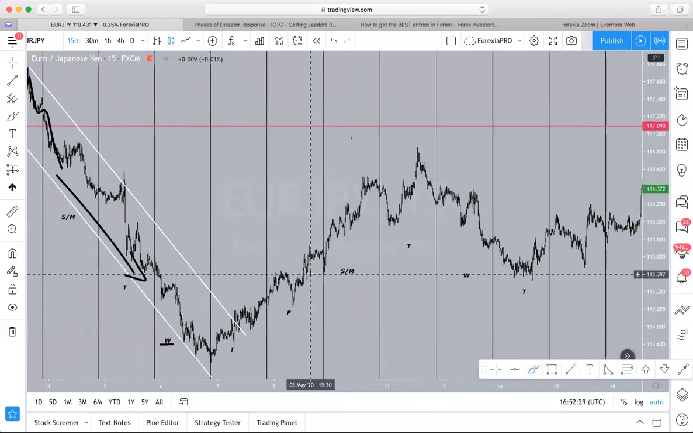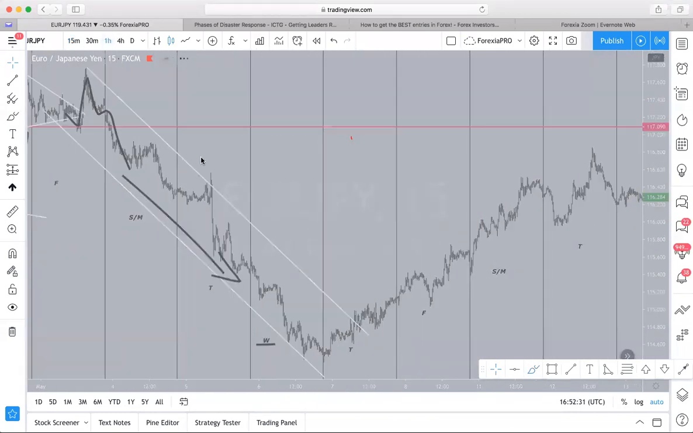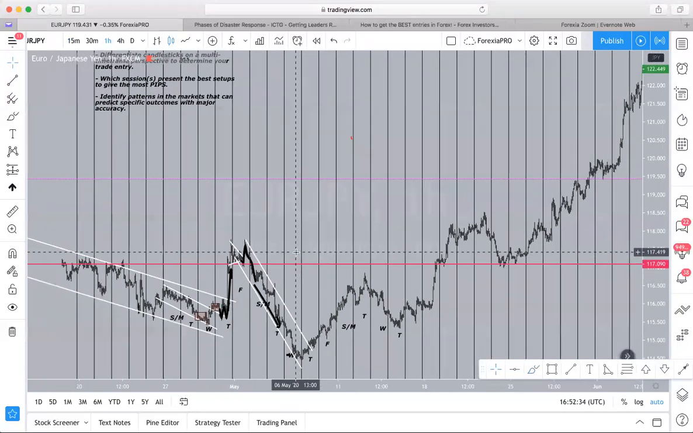On a 15-minute time frame, it looks a little bit messy. On the 1 hour time frame, let's see how it looks. Looks a little bit better.